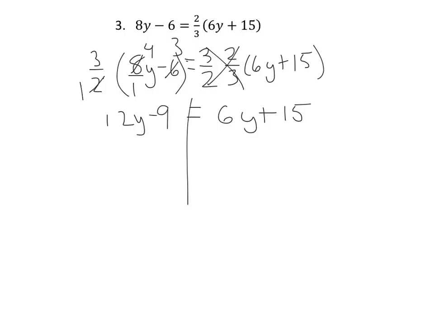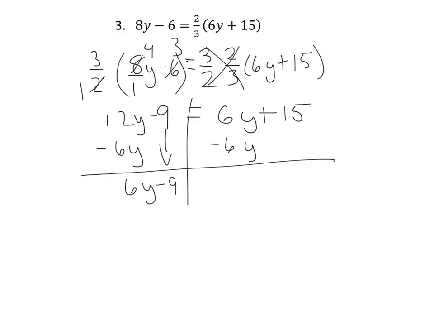Now which one's smaller, 12 or 6? The 6. So subtract the 6. You get 6y minus 9, bring it down. That's 0, bring down the 15. Add the 9.